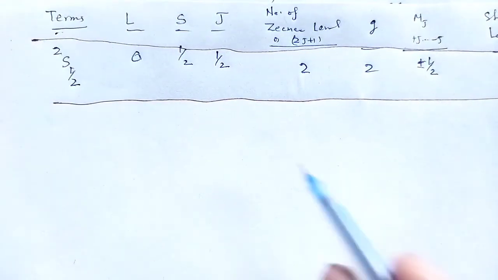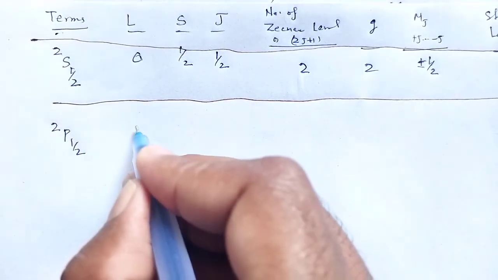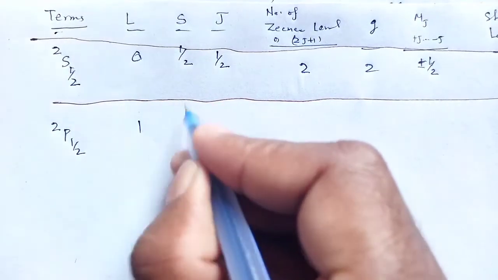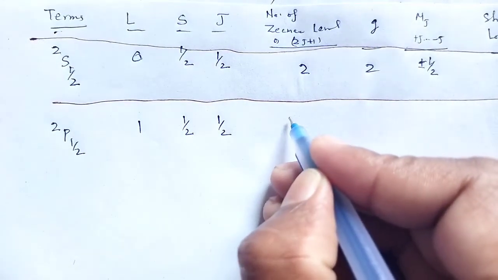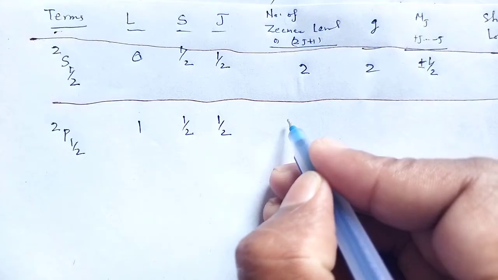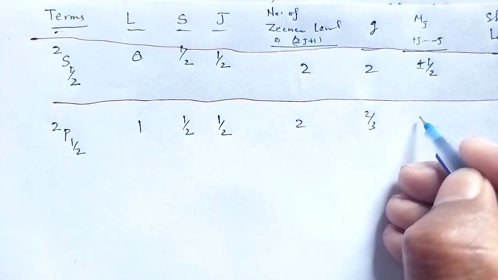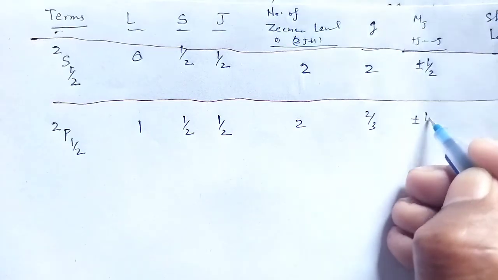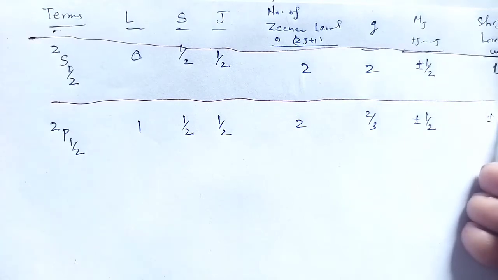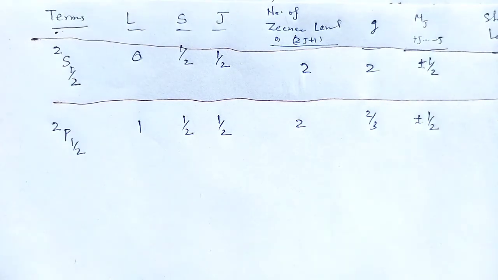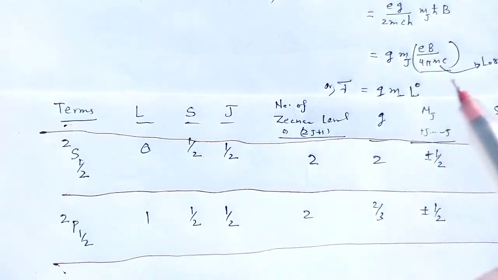Then for 2p 1/2: L is 1, S is spin half, J is half, the number of Zeeman levels is 2, and the Landé g factor will be 2/3. That is, m_J is plus or minus half, and the Lorentz shift will be plus or minus 1/3.